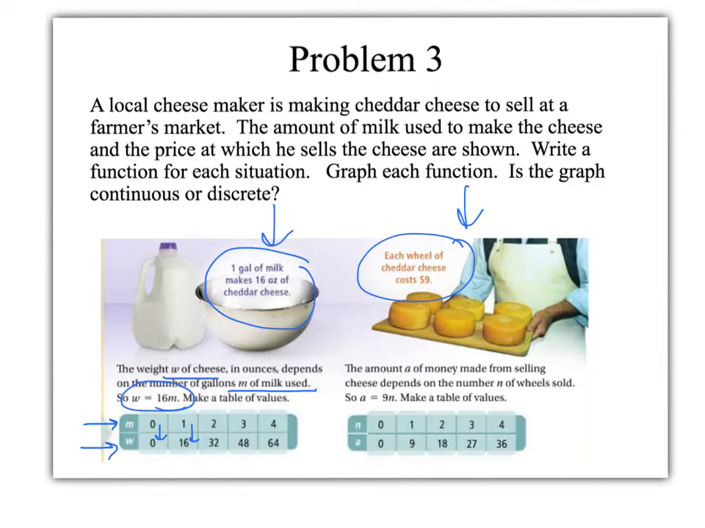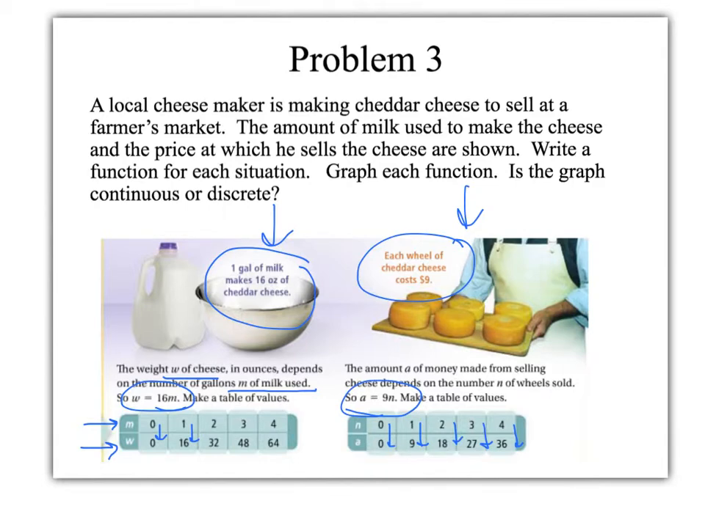Okay, and then it says right here, each cheese wheel costs $9. So they picked the same 5 points. If you don't buy any, it costs you $0. If you buy one, it costs you $9. 2 at 18, 3 would be 27, and 4 would be 36. So you're just taking the number that you buy times 9. So your equation equals the number times 9.